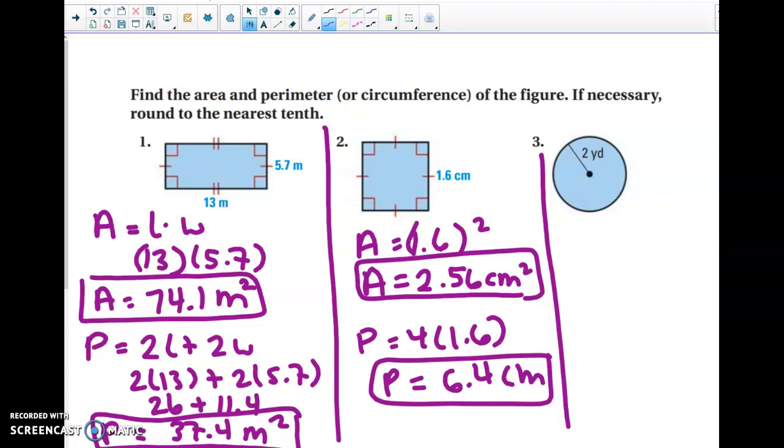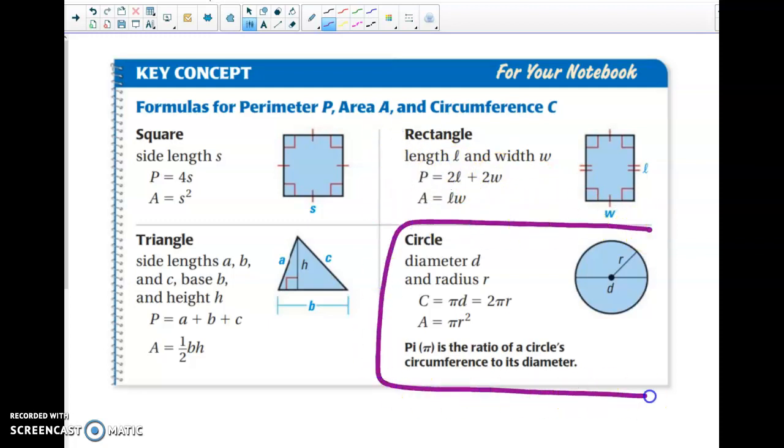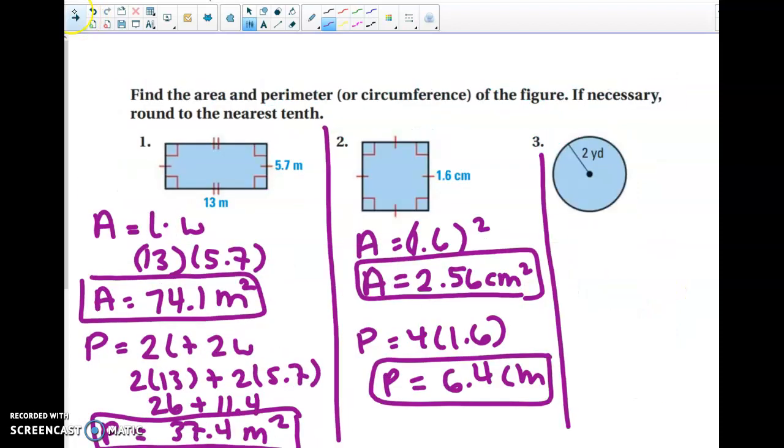Alright, take a moment, look at the answers for numbers 1 and 2. Notice that the area has the units squared in both of them. Number 3 is a circle, so let's go back to the slide with the formulas on it here. We are given the radius because it's going from the center of the circle out to the side of the circle. So 2 is our radius.